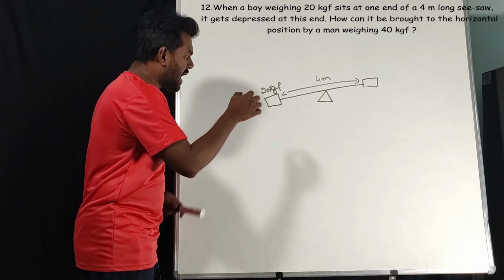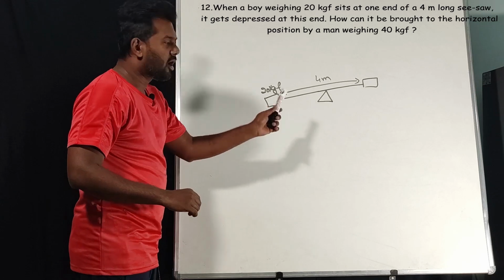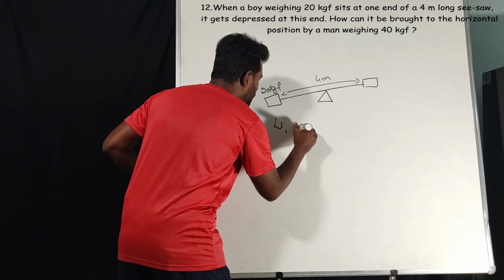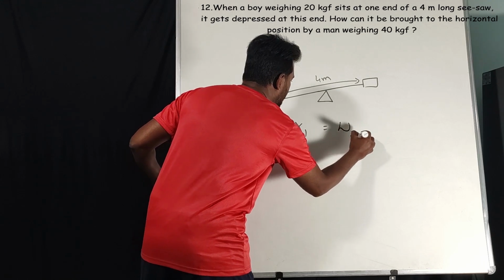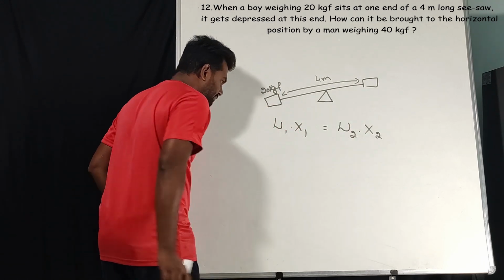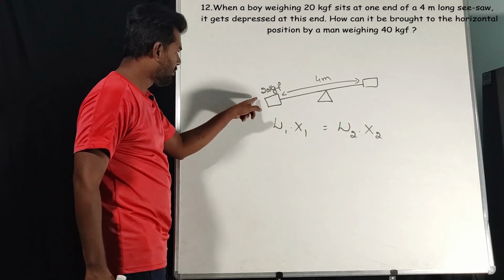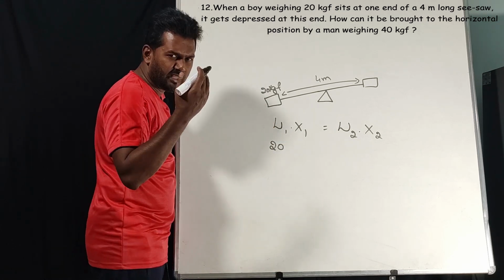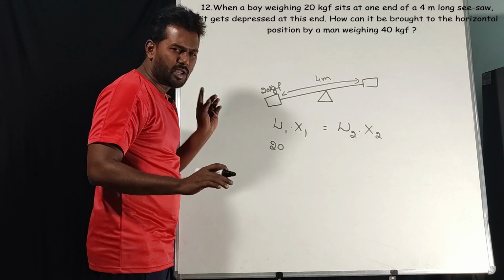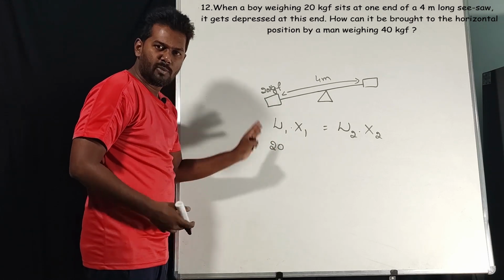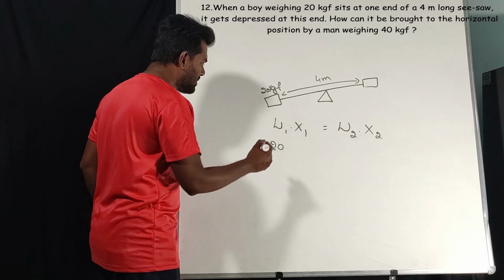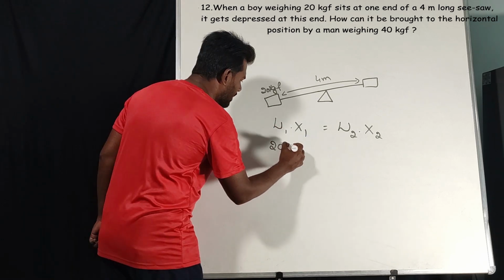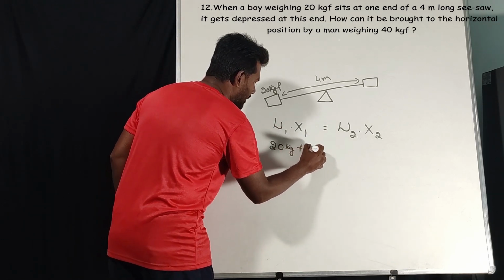You know what to write. Anti-clockwise moments is equal to clockwise moments. That is nothing but w1 into x1 is equal to w2 into x2. What is the value of w1? The boy's weight, correct? That is 20 kgf. Whether it is kgf or gf, don't worry, because both sides will have the same units, which get cancelled. For the safer side, you can write 20 kgf into x1.